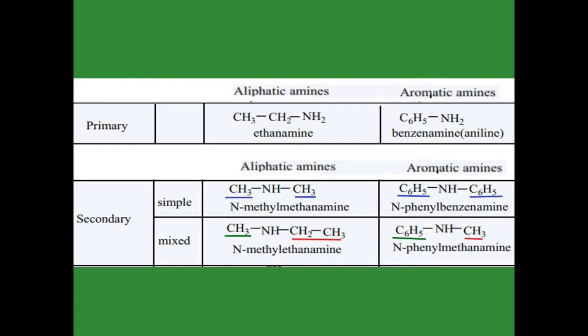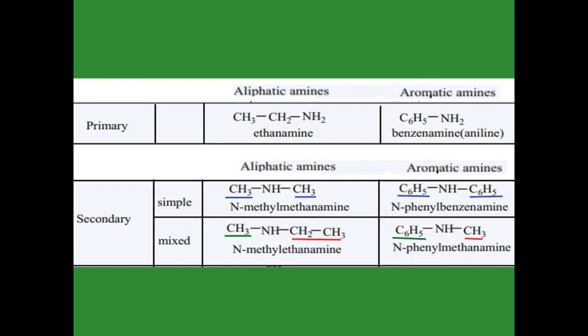For mixed secondary amine, see the first example. Here the NH on one side is attached with the CH3, and on the other side with the CH2 CH3. The CH2 CH3 is containing 2 carbon, so we take this one as the root word, eth, single bond, ane, and then amine, so ethanamine. Before that, the NH has CH3, which I indicated in green color. That methyl is attached with the nitrogen, so we write N-methyl ethanamine.